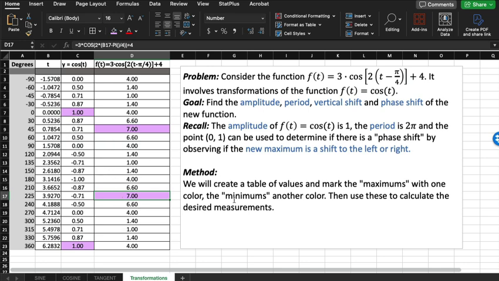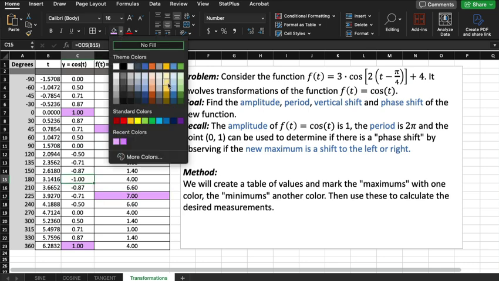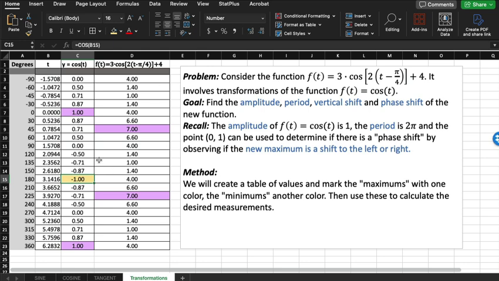And now let's choose another color. I'm going to probably use gold for the minimums. So let's find one. We'll go into our cosine t column. We have -1. So -1 is the minimum. So let's change the color to like this light gold color. There's a minimum. So the minimum should occur halfway between the two maximums. They should be balanced out.